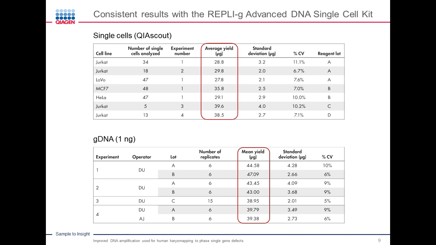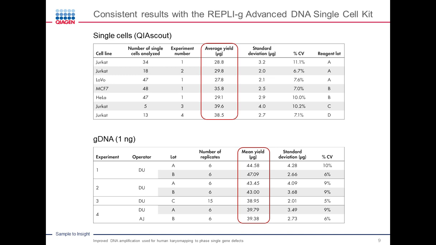One of the metrics that researchers are always interested in when they look at amplifying genomic DNA is the consistency of the results. Here I'm showing you the results of collecting single cells using one of our single cell collection tools called the QIAscl. We collected cells from the Jurkat, Lovo, MCF7, HeLa cell lines. We collected several different cells here that you can see from the number of single cells analyzed. We did this over a couple of different experiments with different operators.